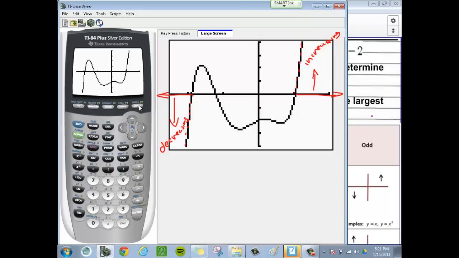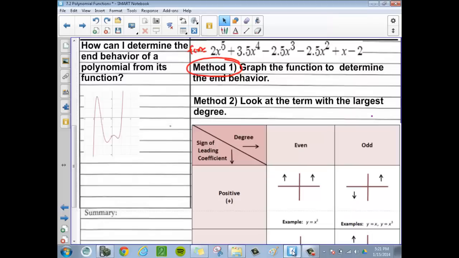Now, how can we determine that without a graph? Well, it's actually not as hard as you might think. Method 2 is just to look at the term with the largest degree. That's all you have to do. You got to memorize a few things, but if you don't memorize it and you put it in these notes, you should be good for most situations. So let's find the term with the largest degree. Oh, it's this 2x to the fifth. 5 is the largest degree. So let's write that down, 2x to the fifth, down here.